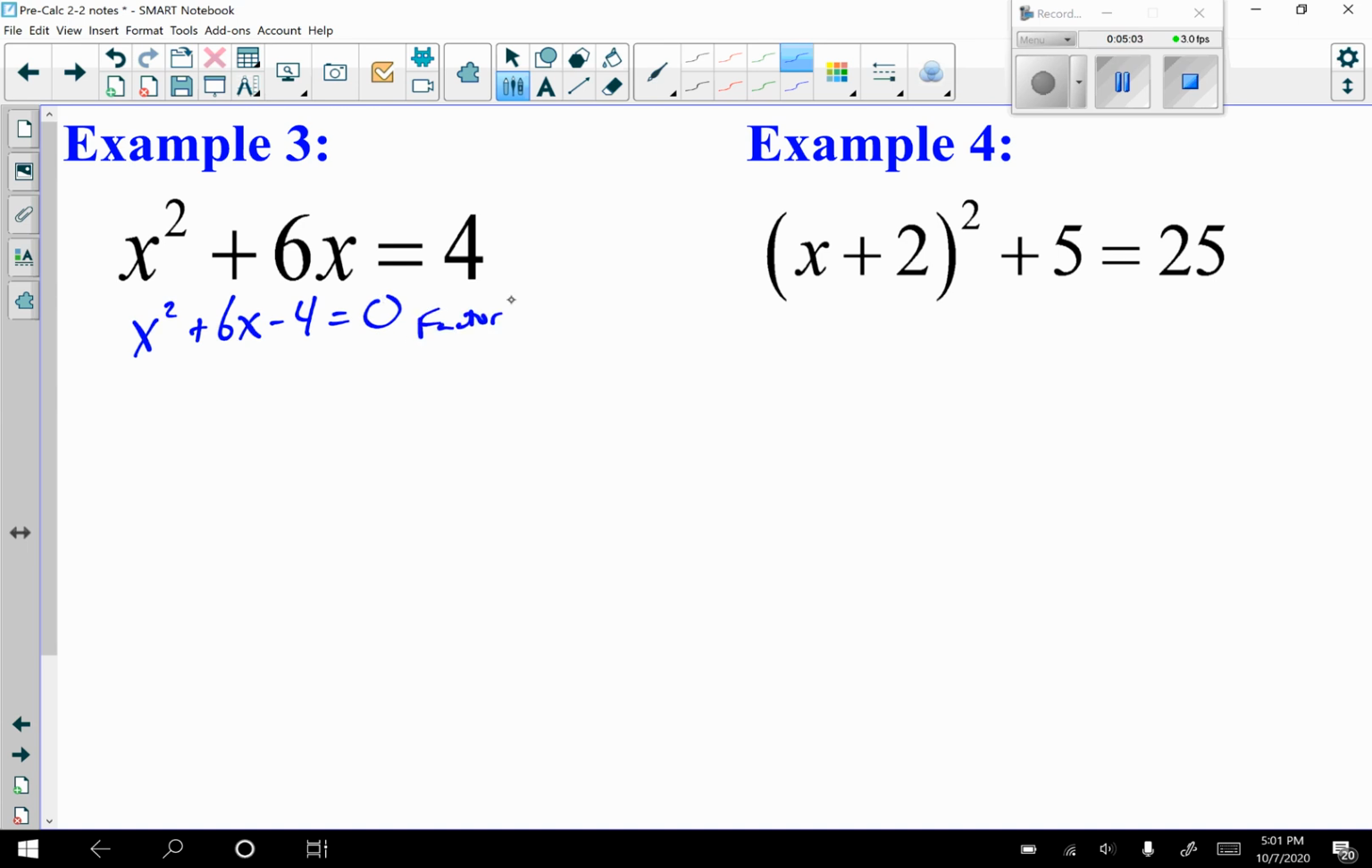So always try that first. Doesn't factor, what's left for us? Remember, this is a quadratic. Be nice to have a formula to use. That is the quadratic formula that we're going to use on this. So remember your quadratic formula.